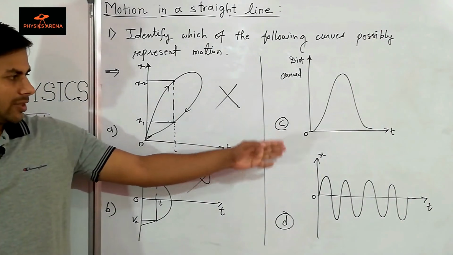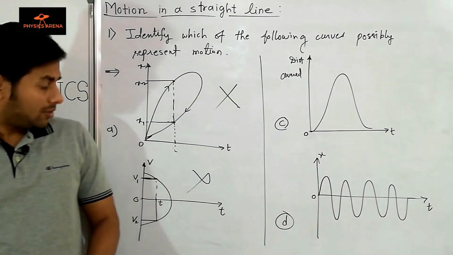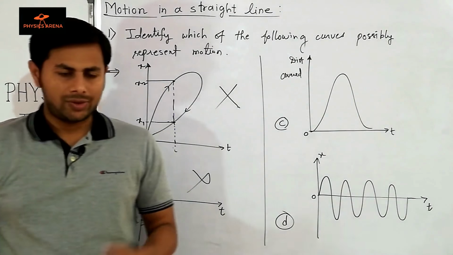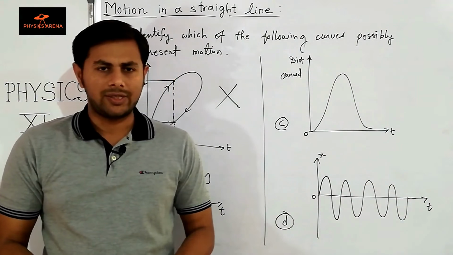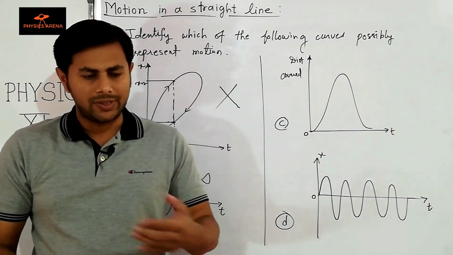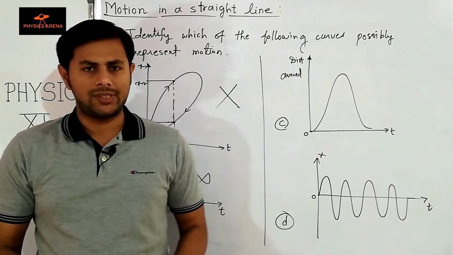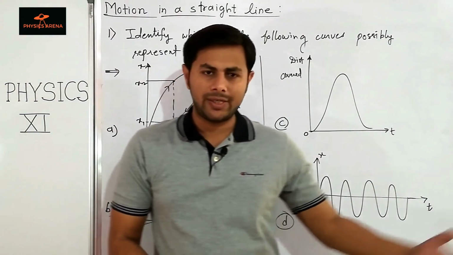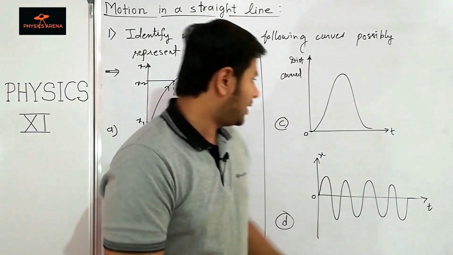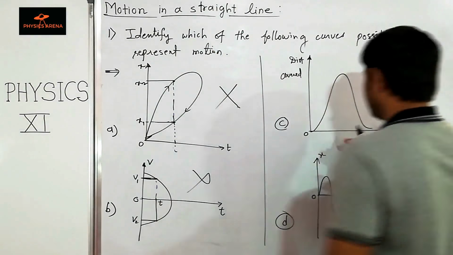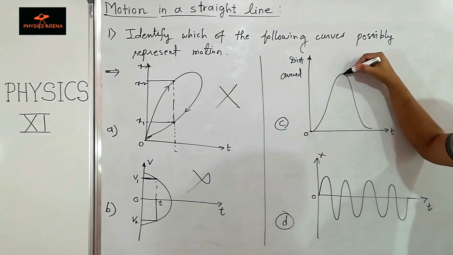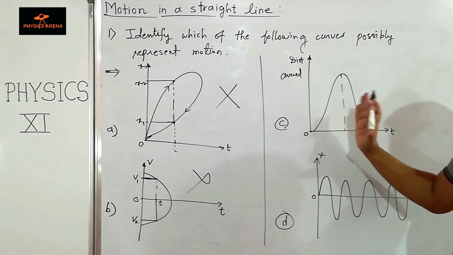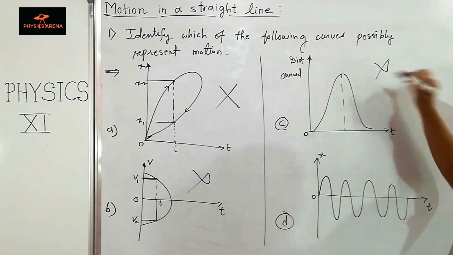What about this graph? The distance covered versus time graph. In this graph, we know that the distance covered should always go on increasing. If there is any object, the distance covered by object is just total path length, and because it is total path length, it keeps on increasing and increasing only. And in this graph, you can see that the distance covered here, it is decreasing from this point. So this graph also does not represent motion.